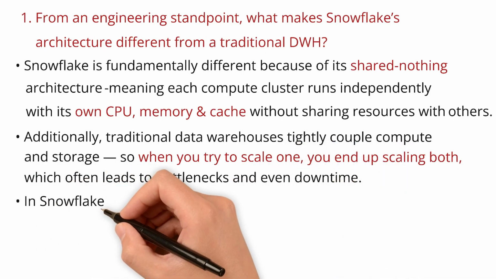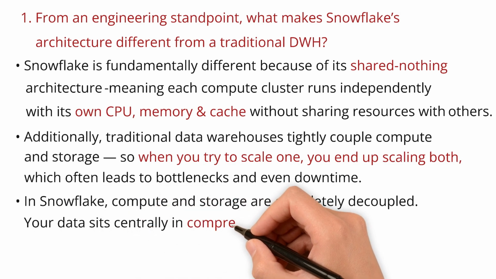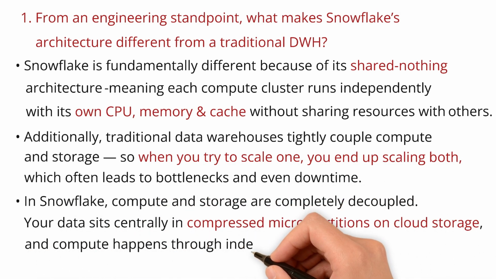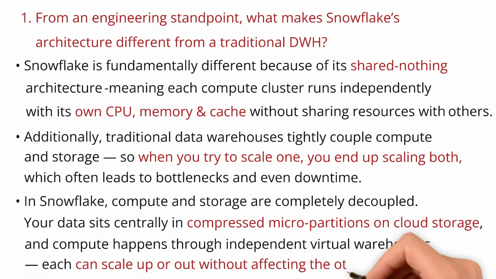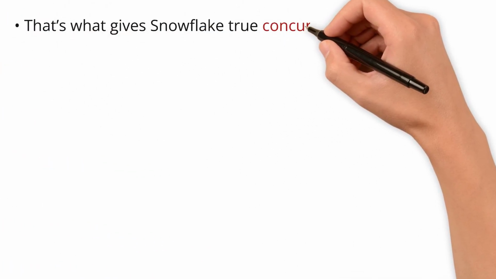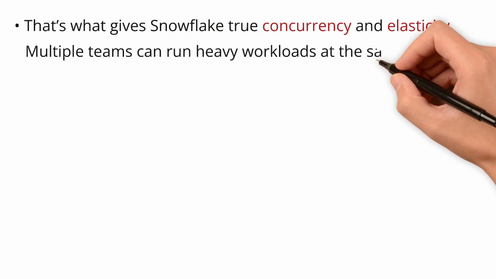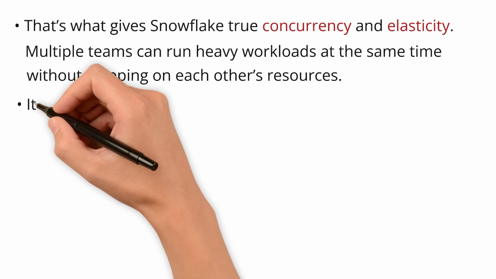In Snowflake, compute and storage are completely decoupled. Your data sits centrally in compressed micropartitions on cloud storage, and compute happens through independent virtual warehouses. Each can scale up or out without affecting the others. That's what gives Snowflake true concurrency and elasticity. Multiple teams can run heavy workloads at the same time without stepping on each other's resources.